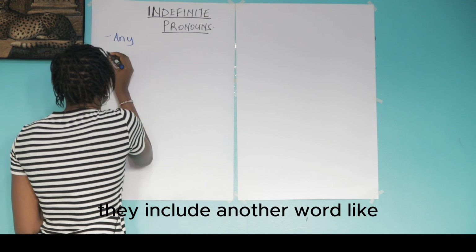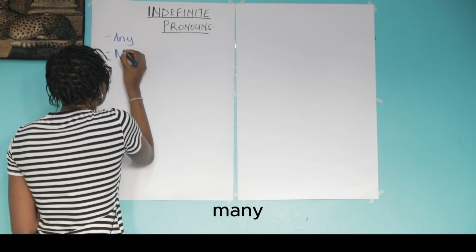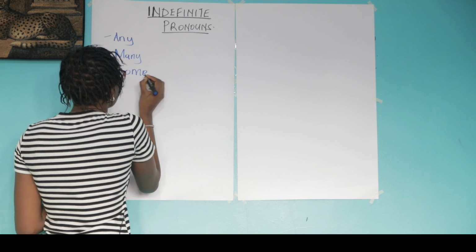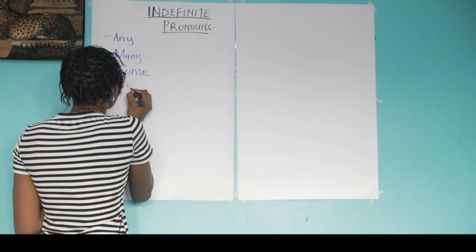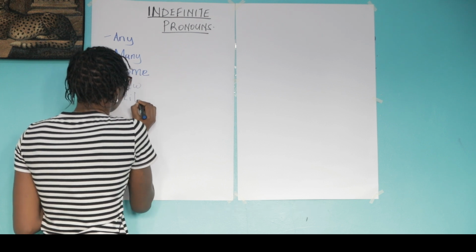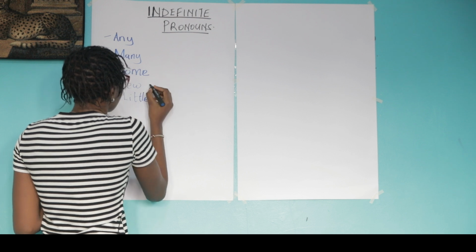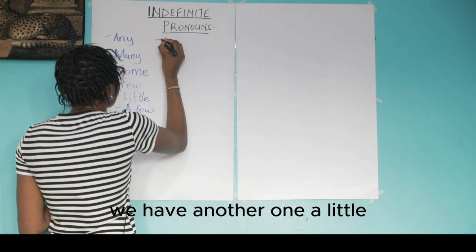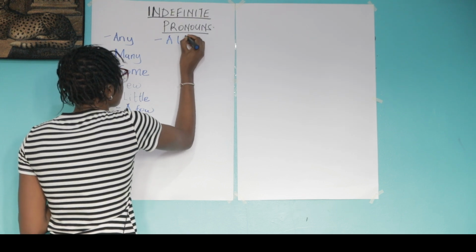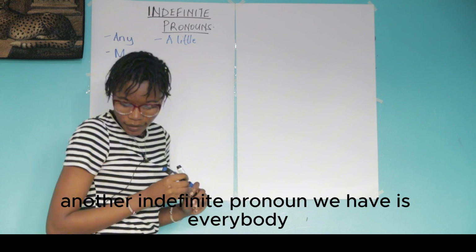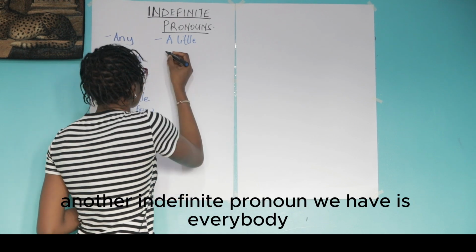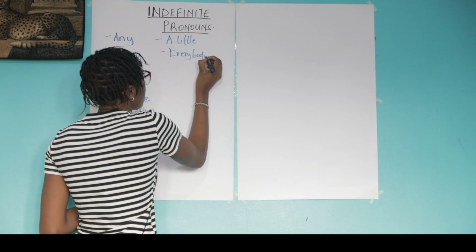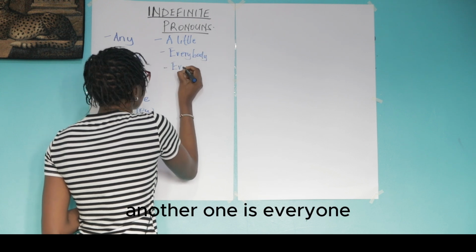They include other words like many. Another one is some. Another one is few. Another one is little. Another one is a few. We have another one, a little. Another indefinite pronoun we have is everybody. Another one is everyone.